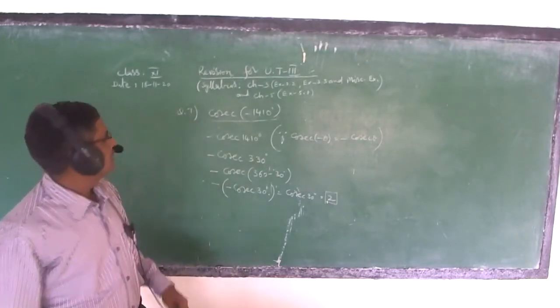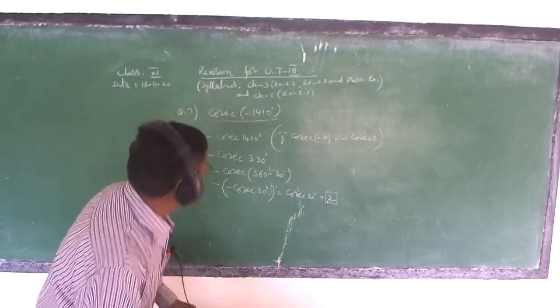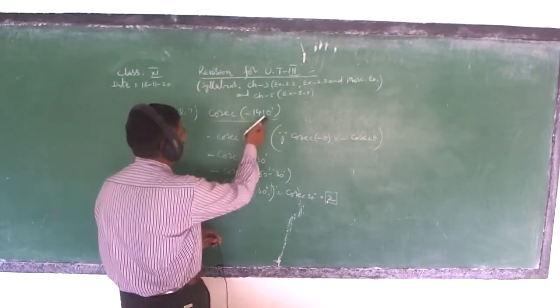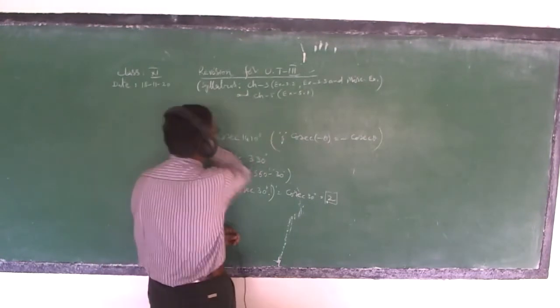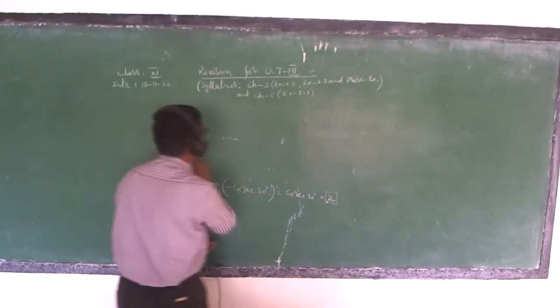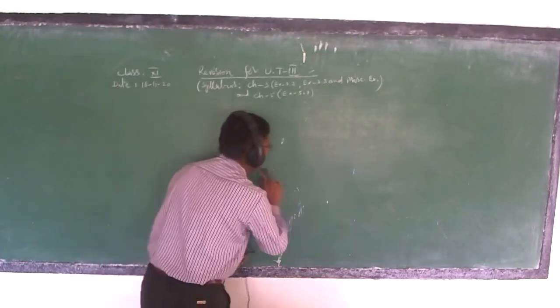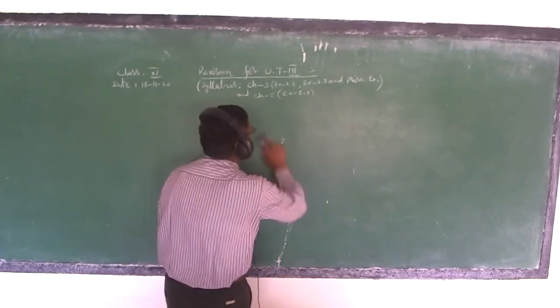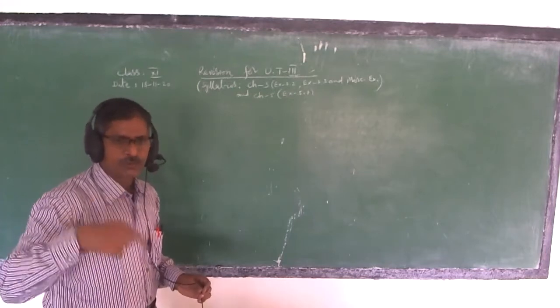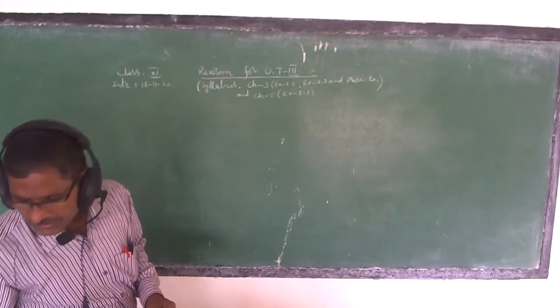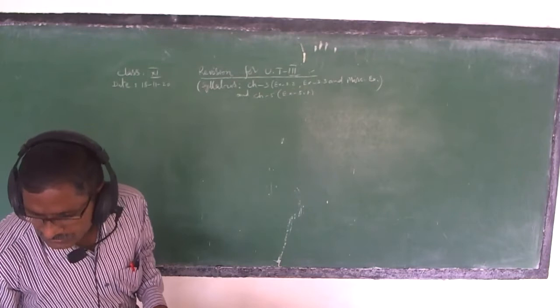Already I mentioned, if the angle is given in terms of radians. Now this angle is given in terms of degrees. If the angle is given in terms of radians, then the same procedure is to be followed. There is no different procedure. But the only thing is, you have to know which quadrant that angle belongs to. Let us see question number 10.